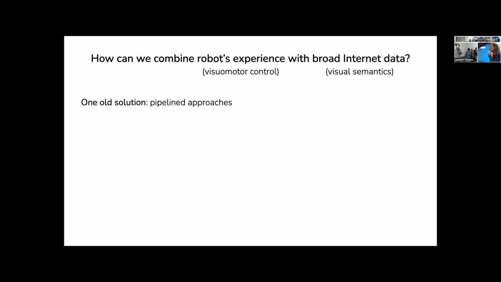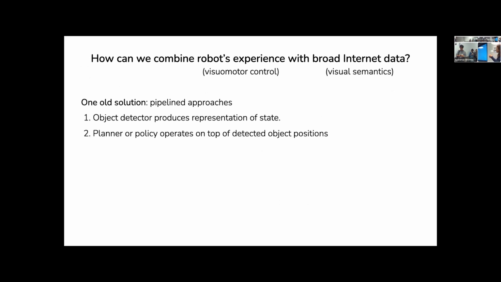Now, one really old solution for doing this would be to use a pipelined approach, where you first have an object detector that produces some representation of your state. And this could be trained on static data. And then you have a planner or a policy that operates on top of the detected object positions. One of the things that's nice about this solution is that it can solve the problem of picking up the whisk, because the object detector can be trained on lots of static data and have lots of different concepts that the robot hasn't experienced firsthand.